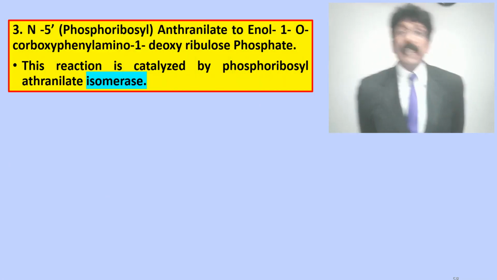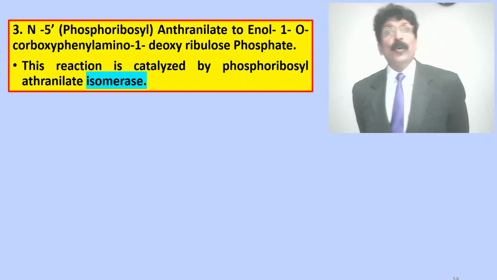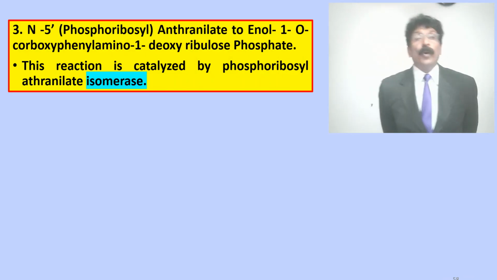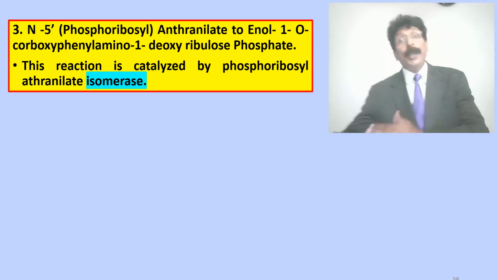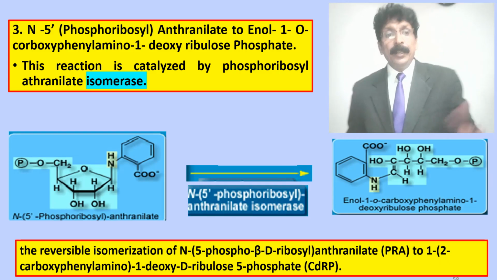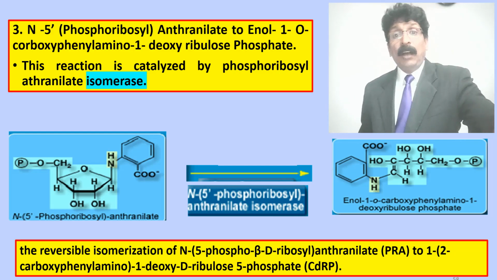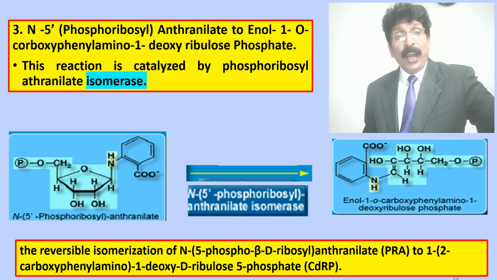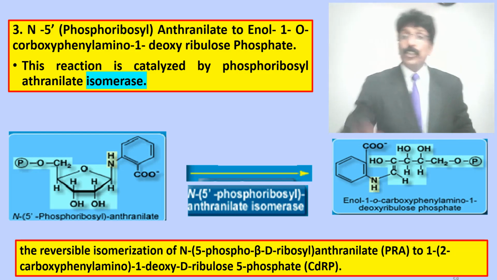Third step, this 5-phosphoribosyl anthranilate, or anthranilic acid, to enol. So what is that enol? You see, this is the place where the 5-membered ring structure of the ribosyl is attached to the nitrogen of the anthranilic acid, NH, and this 5-phosphoribosyl anthranilate is converted into an enol.